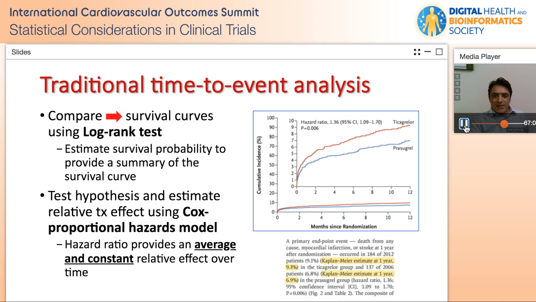Clinical trials in cardiovascular disease often involve a time to event outcome. Patients are followed up from randomization until the occurrence of a cardiovascular event or the end of the study. In such trials, we use the log-rank test to compare the Kaplan-Meier survival curves, and we estimate an average and constant hazard ratio from the Cox proportional hazard model.